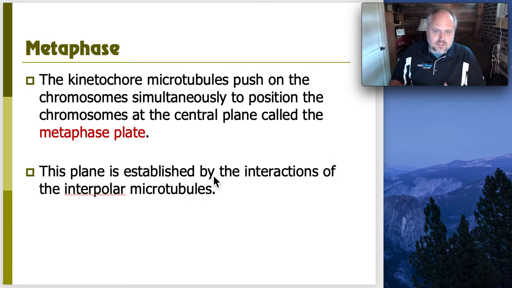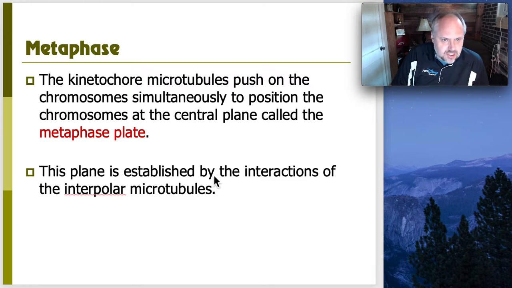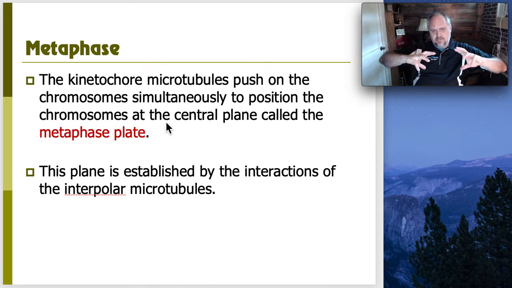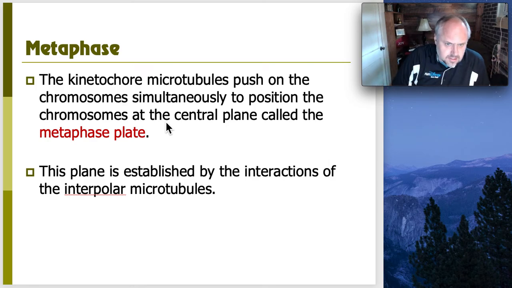The next phase is largely just making sure that everything's lined up and ready for division. It's what we call metaphase. Once they have attached, the kinetochore microtubules are now going to start to push on the chromosomes. By both of them pushing, it's going to make those chromosomes move to the center. And remember that as the two sides of the spindle push on each other, it establishes the outer poles of the cell, and the metaphase plate is going to be located near the center of where those are established.